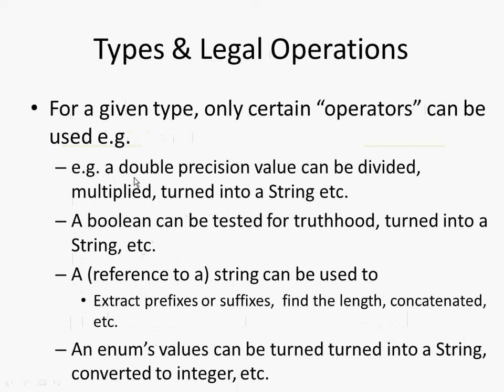So a Boolean, for example, you can test whether it's true. You can turn it into a string. A double precision value can be divided, multiplied, or turned into a string. A reference, you can dereference it. You can get information. If you referenced a person, you can ask what their income is. You could call a method on it. But you could also turn it into a string, for example. And we'll see this, they can be turned into a string really nicely.